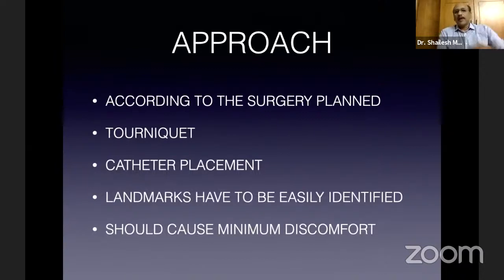Now, you have to plan the approach for the nerve blocks according to the surgery plan, whether they are going to use the tourniquet or not. Because if you give a popliteal block, the tourniquet area is definitely spared.